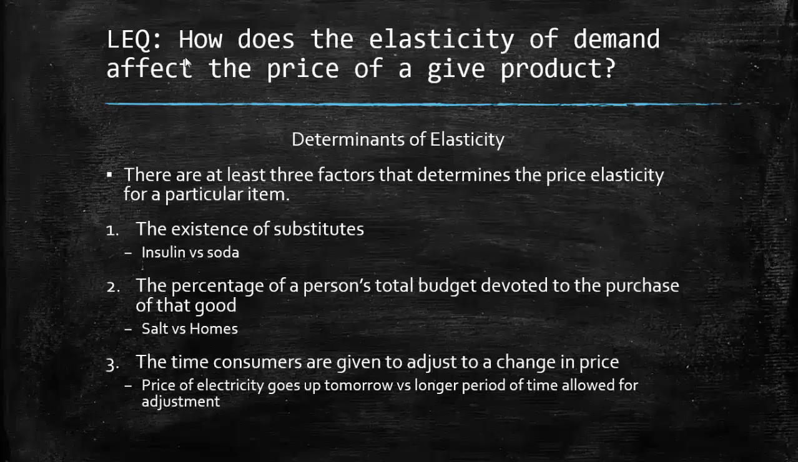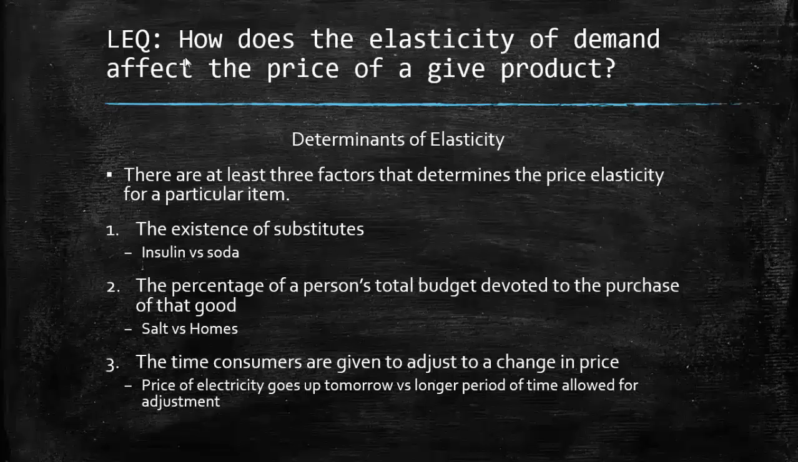Okay, so just like there are determinants of demand, there are also determinants of elasticity. Again, the root word of determinant is to determine. The determinants of demand determine how much demand is impacted by those different factors like changes in population, changes in income, tastes and preferences, complementary goods, and substitutes. The determinants of elasticity determine the price elasticity for a particular item. And these 3 determinants are the existence of substitutes, the percentage of a person's total budget devoted to the purchase of that good, and the time consumers are given to adjust to a change in price.